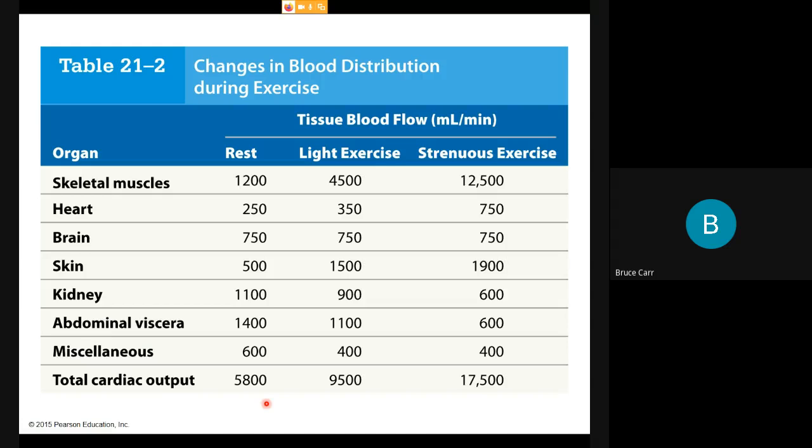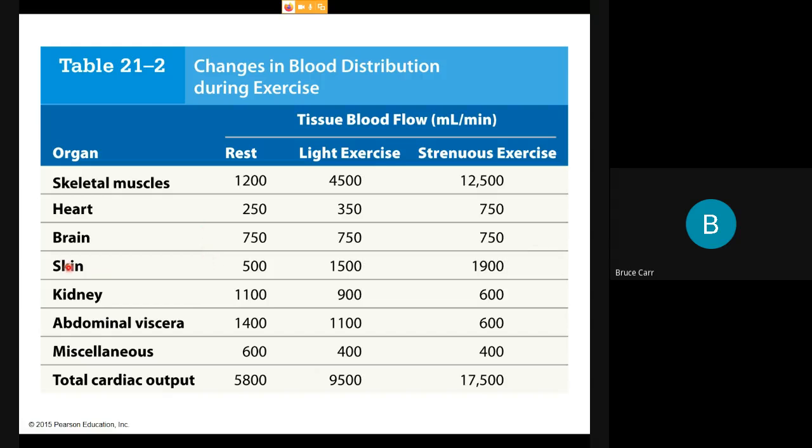Likewise, the heart, 250 mils at rest is plenty every minute, but 750, we triple our cardiac output when we're exercising in a heavy way. But you look at this, the brain, 750 to start with, and constant all the way across. So mental operation, our awareness, our cognition, our learning, basically high blood flow at all times.